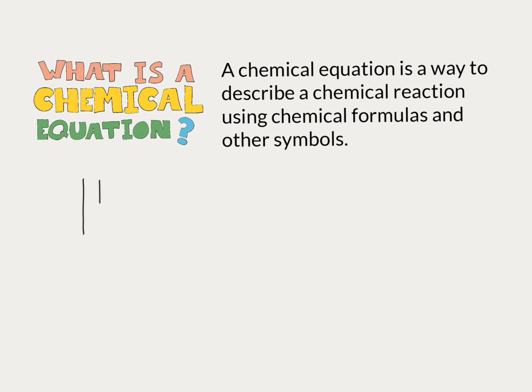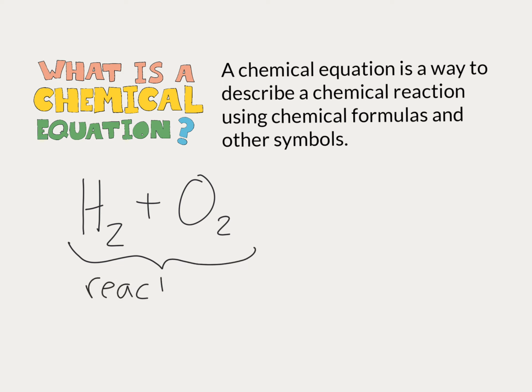So a chemical reaction takes some chemicals, adds them together, and makes something new. A chemical equation depicts this by taking all of the chemicals that you're going to react together and putting them on the left-hand side, called the reactants side. In this example equation, we're going to take hydrogen gas, H2, and react it with oxygen gas, O2.